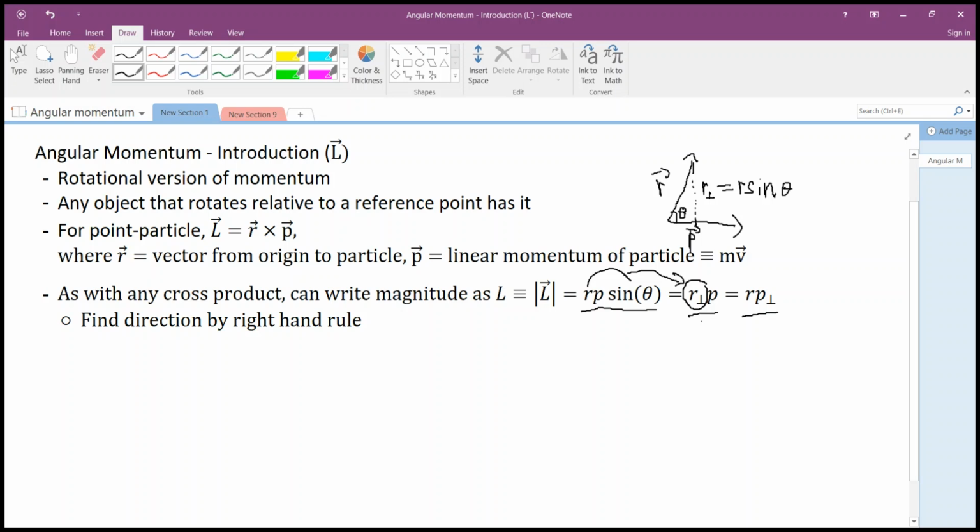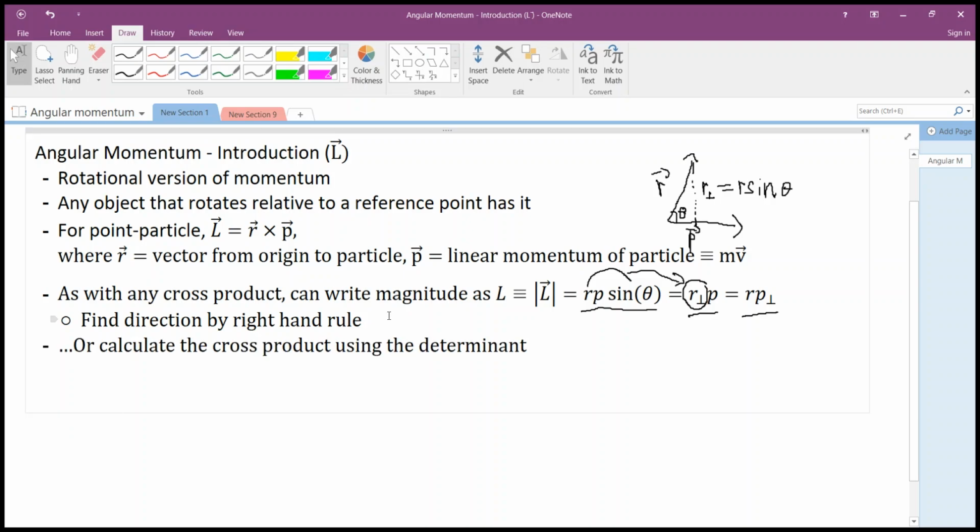All three of these can be used to calculate the magnitude of angular momentum. They will all give the same result, and we'll see some examples in later videos of when one might be more useful than the other. Alternatively, you can calculate the cross product directly from the r and p vectors, the position vector and linear momentum vector, by using the determinant method, as you have seen with other cross products.